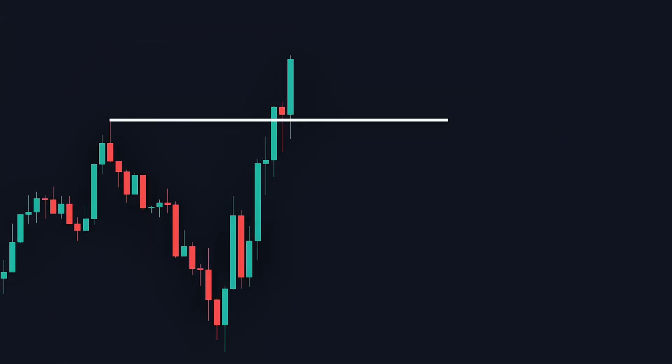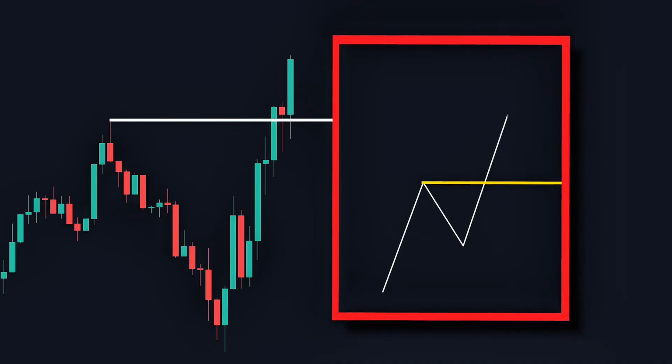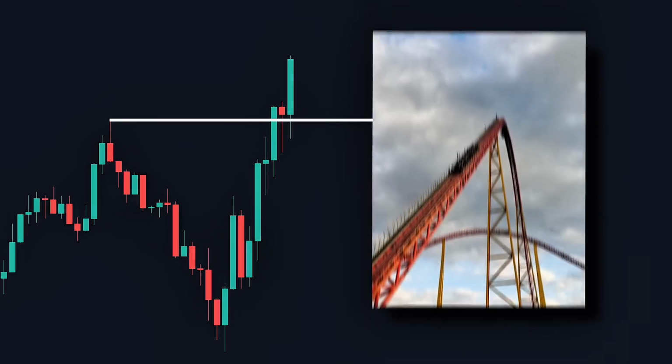Looking at a real chart, we see price moved upwards, came down, and then broke this previous high, which means we have higher highs and higher lows, meaning we're in an uptrend.